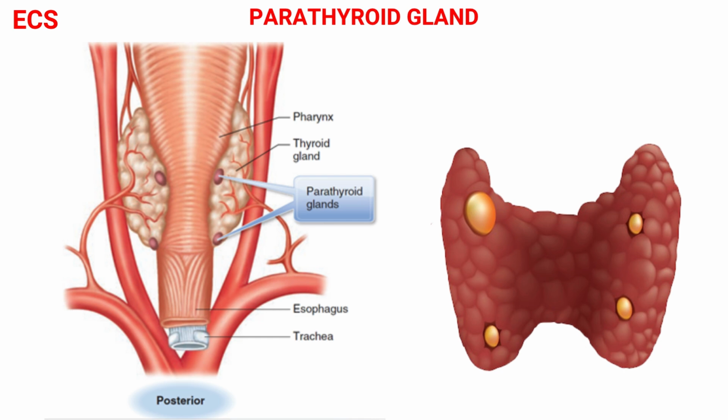Next, we will cover parathyroid glands. Parathyroid glands are 4 small masses of glandular tissue about the size of a grain of rice embedded in the posterior surface of the thyroid gland, with 2 on each side of the trachea. They are covered in thin connective tissue capsules and appear yellowish brown.